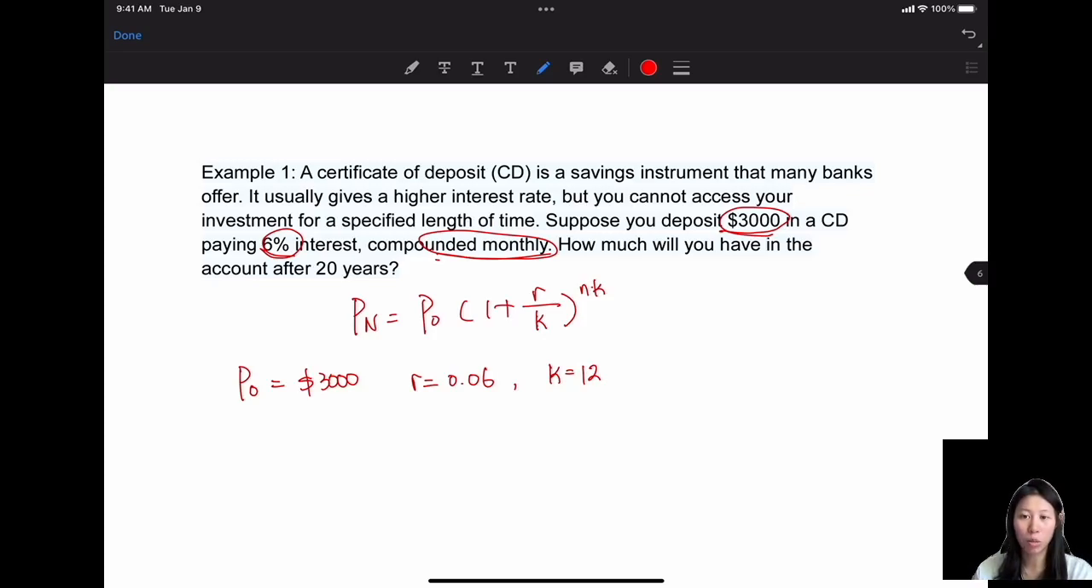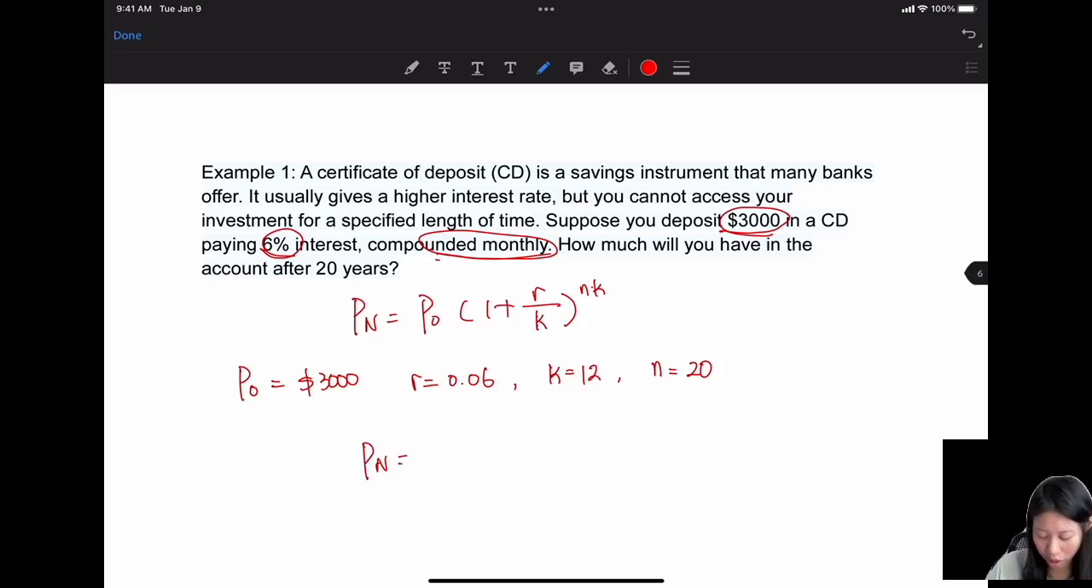So how much will you have in the account after 20 years? That means the n, sometimes they use t, n or t. It depends on which textbook, but they're the same. So n equals 20, which is the time. Okay, we just need to plug in the numbers into the formula.